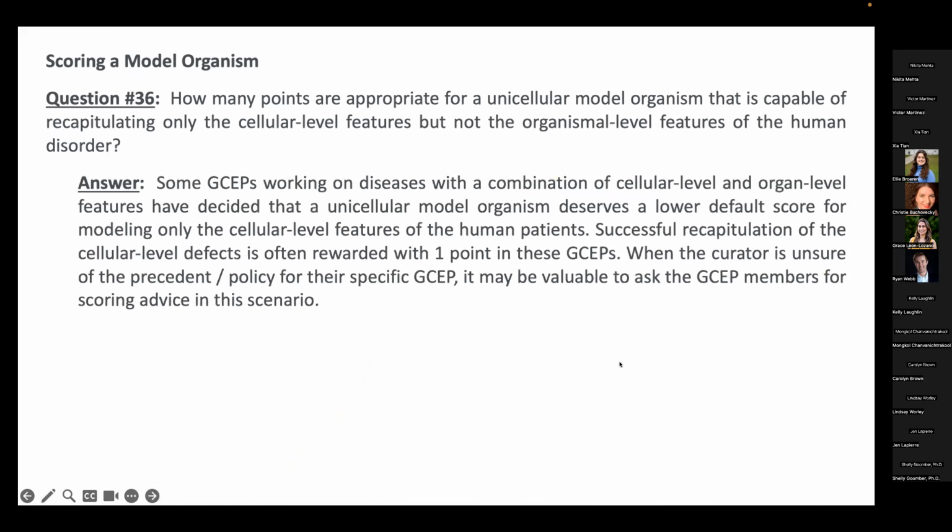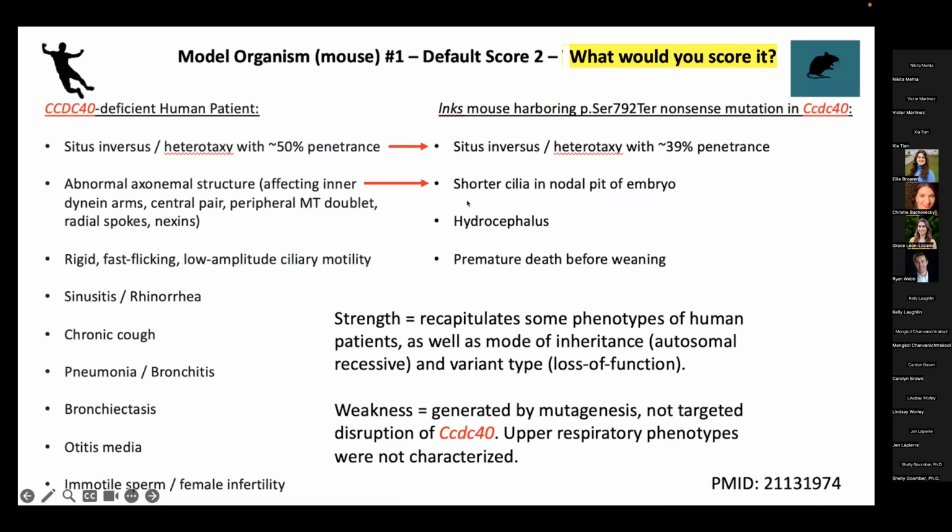And so I wanted to give you a quiz question, right? What about this model? This is a mouse model. Do you think this is better than the algae? Is it worse? Does it deserve the full 2 points? I'm just curious what you folks would think.